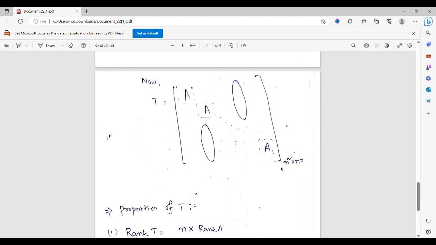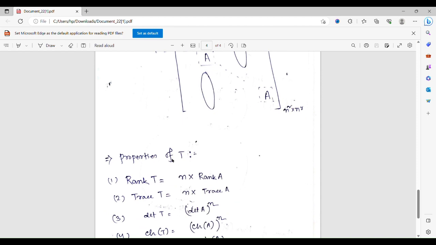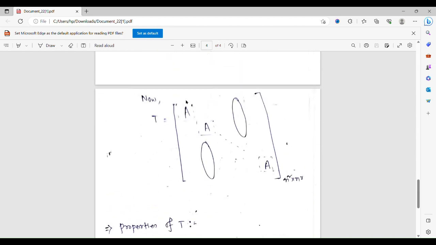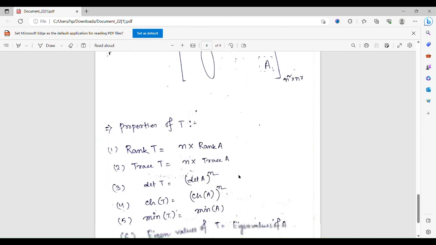So since we already have the matrix representation of T, it is now easy to discuss the properties of T. And observe that the properties of T depend completely on the properties of A. Say the rank of T. Rank of T is basically n into rank of A. Why? Here I have n blocks which are the matrix A, and all the other blocks are 0, right? So for this part the rank is rank of A, for this part it is rank of A, and for this part it is rank of A. So the total rank is n into rank of A.